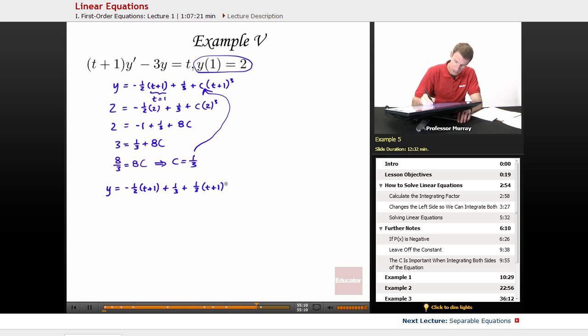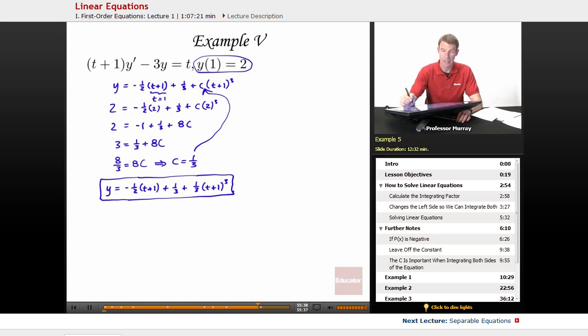And so I get y is equal to negative 1/2 times t plus 1, plus 1/3 plus 1/3 times t plus 1 cubed. And I could do some algebra here. I could maybe expand out t plus 1 cubed, maybe expand out negative 1/2 times t plus 1. I don't think it's going to get dramatically better, so I'm just going to leave it in that form. I have figured out what my arbitrary constant is, so I have solved this as far as it's really useful to go.